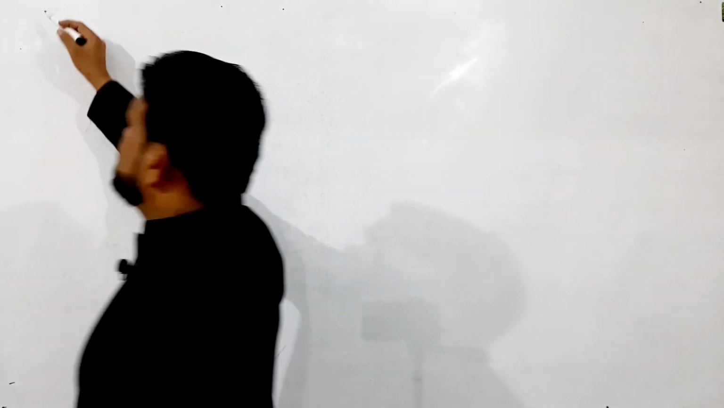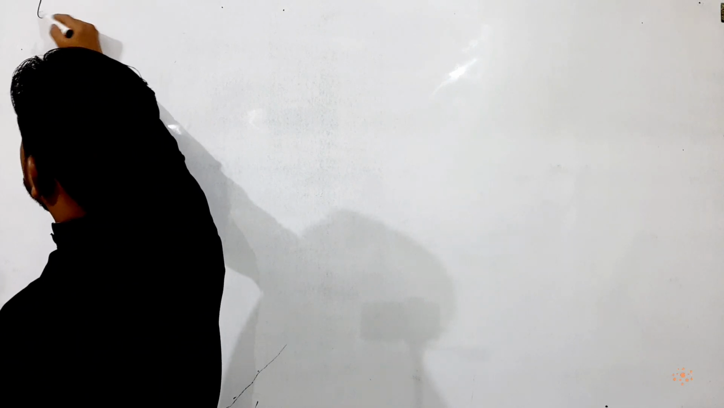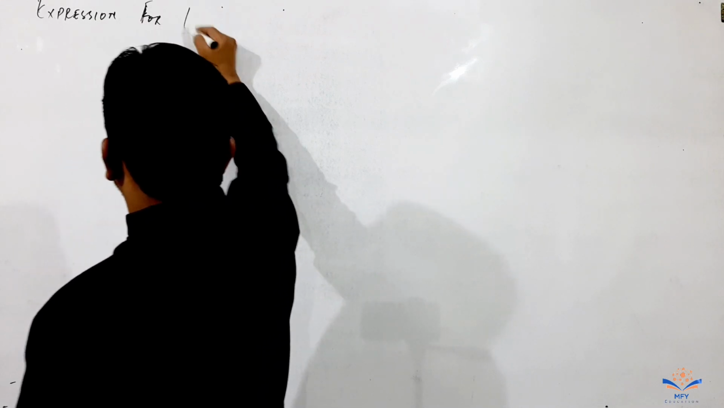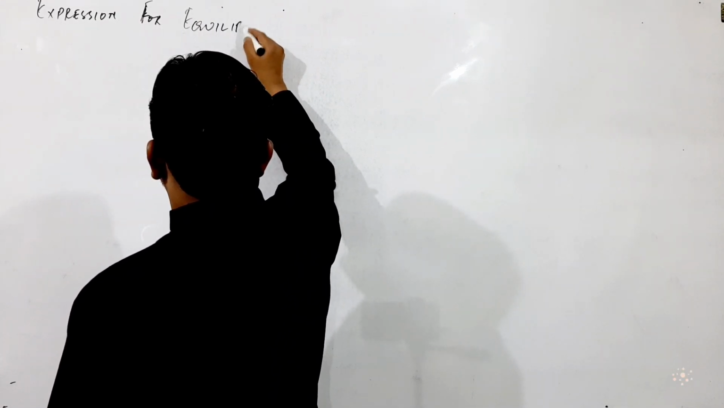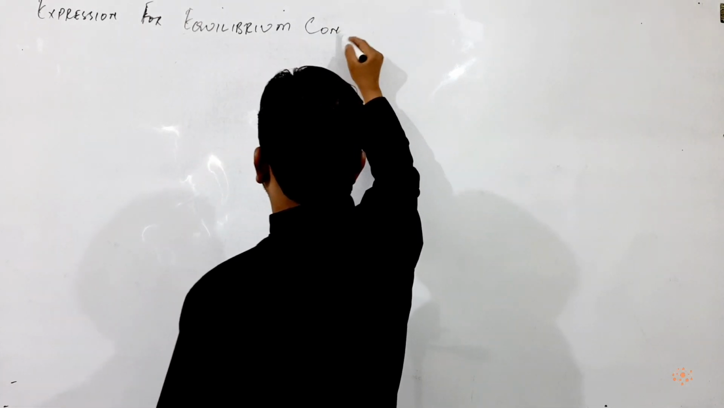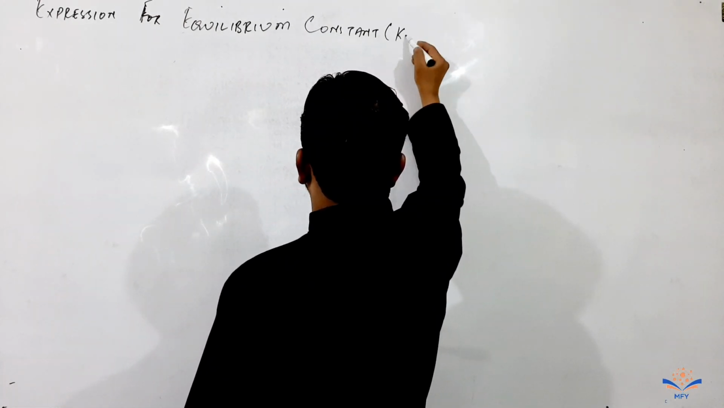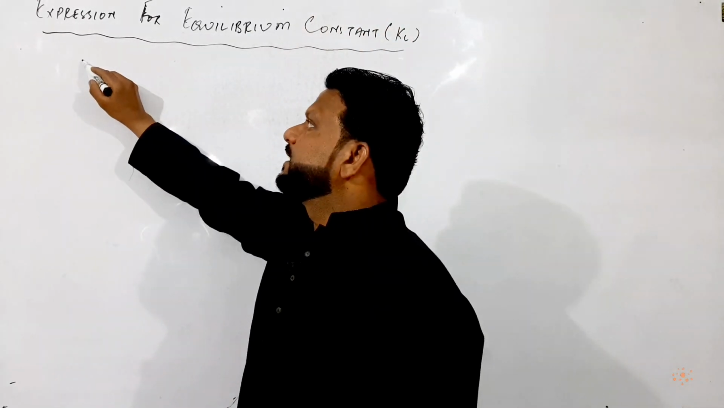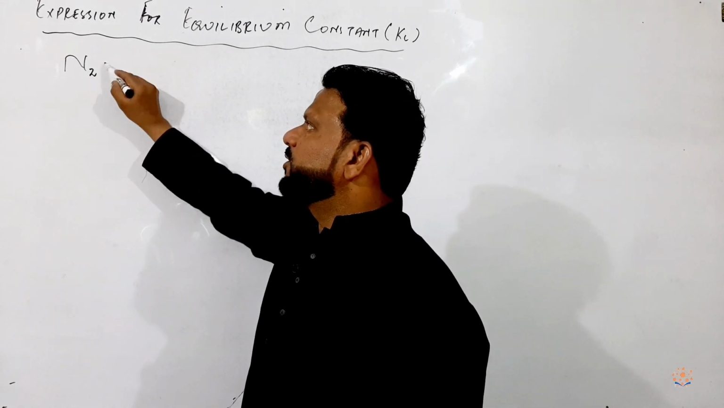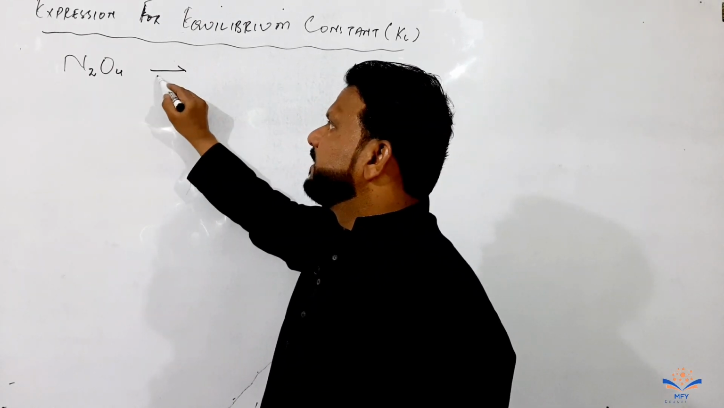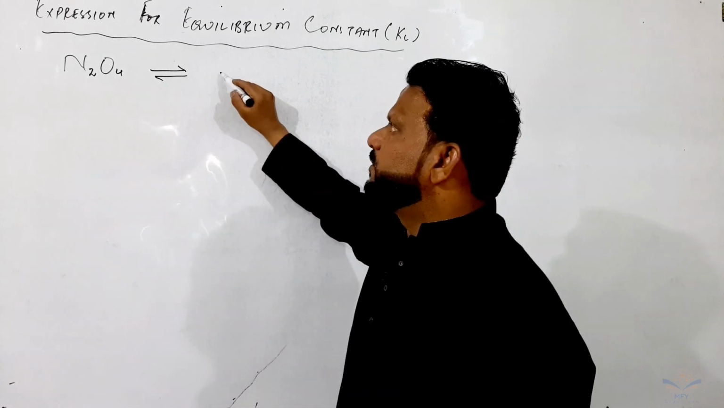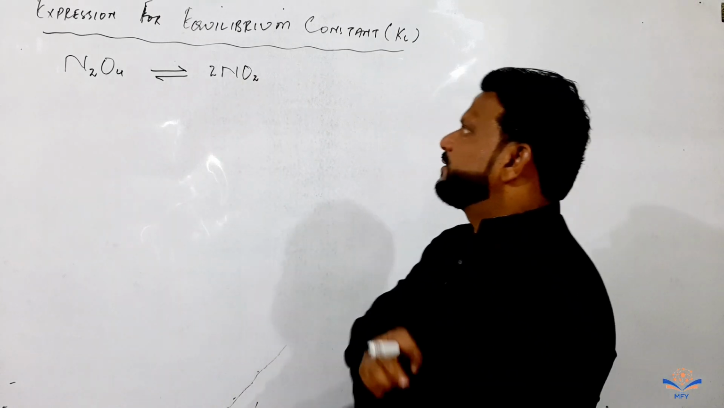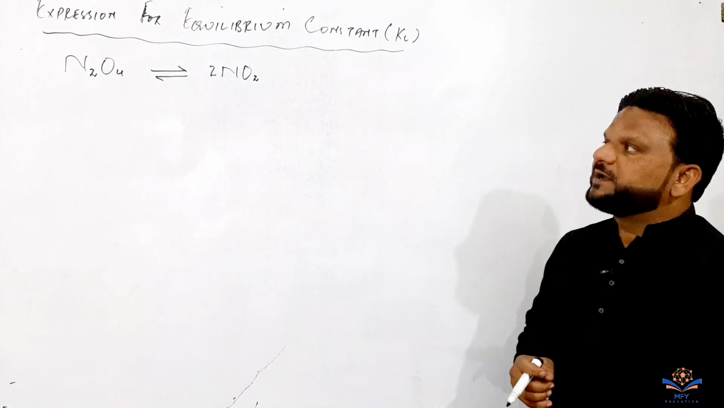Now we are going to start the expression for equilibrium constant, that is Kc, for the decomposition of dinitrogen tetraoxide, N2O4. When dinitrogen tetraoxide decomposes to form nitrogen dioxide, multiplied by 2, it will balance 2 nitrogen and 4 oxygen, both reactant and product side.